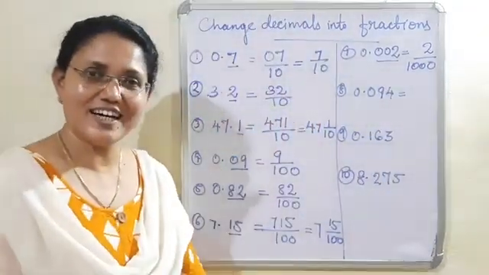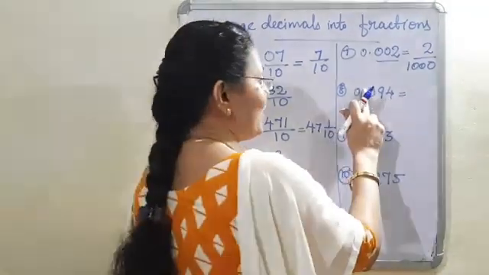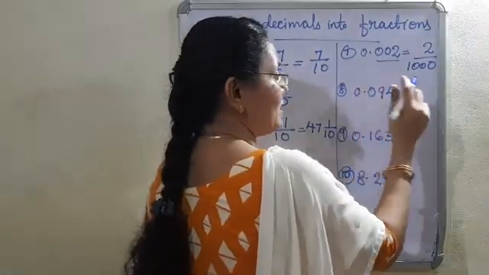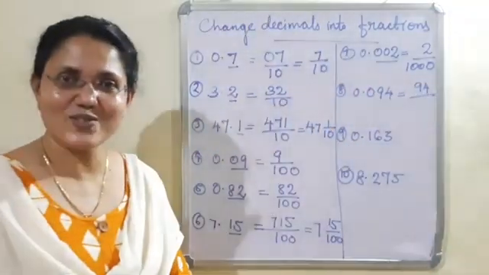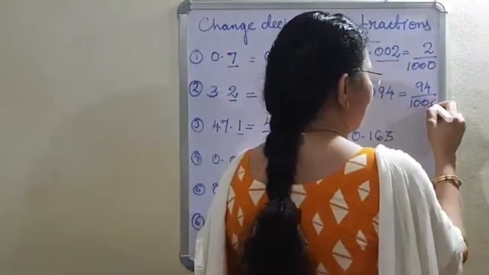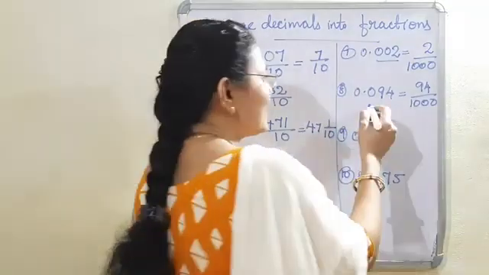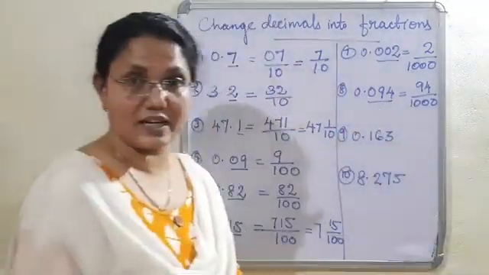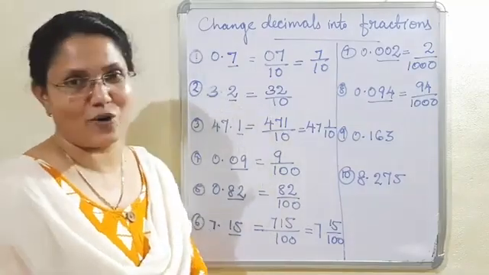0.094. What is the fractional form? How can we write it as a fraction? Yes, first remove the decimal point. 0094 is 94 by, what is the denominator? Yes, 1000. Why it is 1000? We can write 100 also, no? Or we can write 10 also, no? Yes, here 3 decimal places are there.